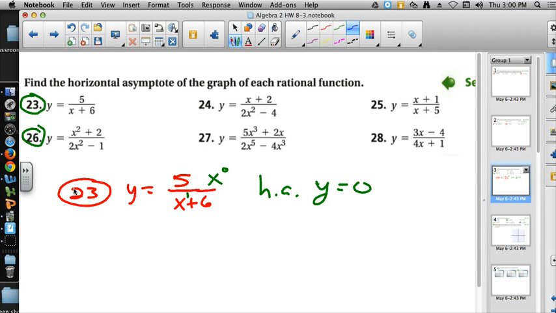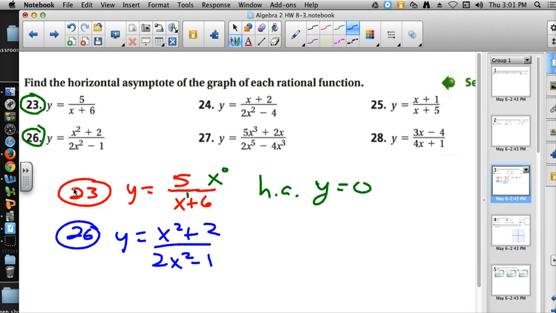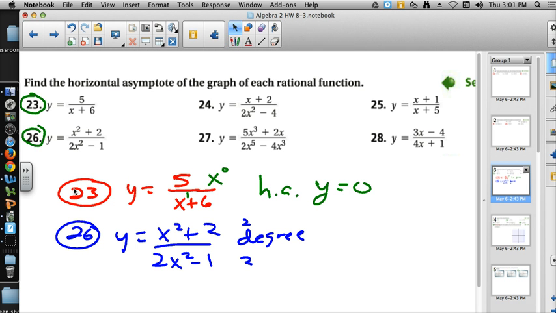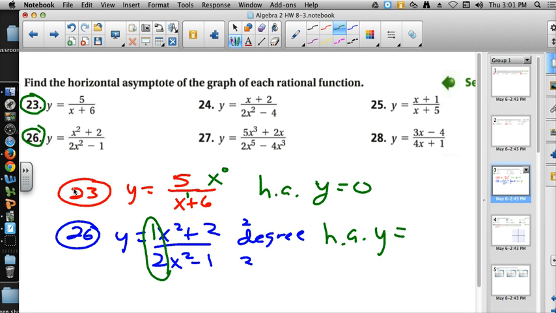Then number 26, we have y equals x squared plus 2 over 2x squared minus 1. So the degree of the numerator is a 2, and the degree of the denominator is a 2. And when the degree of the numerator matches the degree of the denominator, you use those leading terms. In fact, you use the leading coefficients of the leading terms. So that would mean I need a coefficient in front of that x squared, because this is the fraction that I'm going to use for my horizontal asymptote. So the horizontal asymptote here will be y equals 1/2.